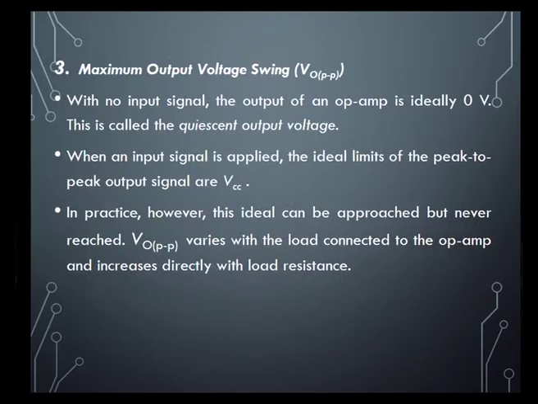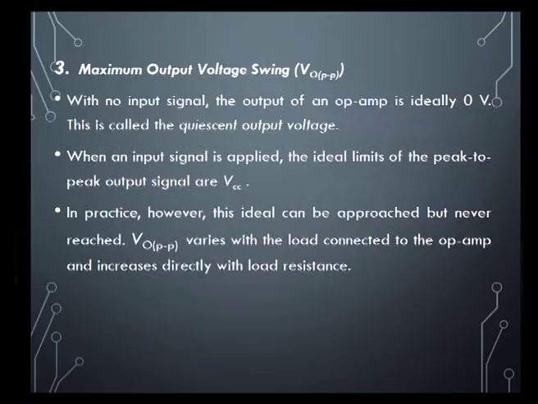The next important op amp parameter is maximum output voltage swing. With no input signal, the output of an op amp is ideally 0. That is reasonable, because if there is no input signal, obviously there will be no amplification, and the output will be 0 volts only. This is called the quiescent output voltage. When an input signal is applied, the ideal limits of the peak to peak output signal are ±VCC.